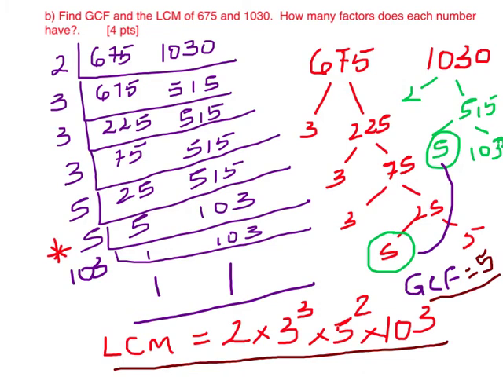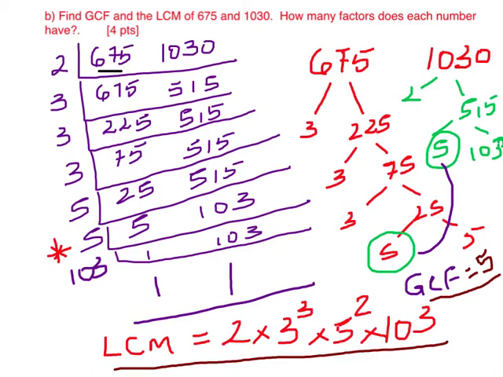So let's continue with the other question on the homework. It was looking for the GCF and LCM of these two numbers, 675 and 1030, and then how many factors does each number have? First of all, let's look for the GCF and the LCM. I kind of like the stacked method for whatever reason. So we have 675 and 1030.